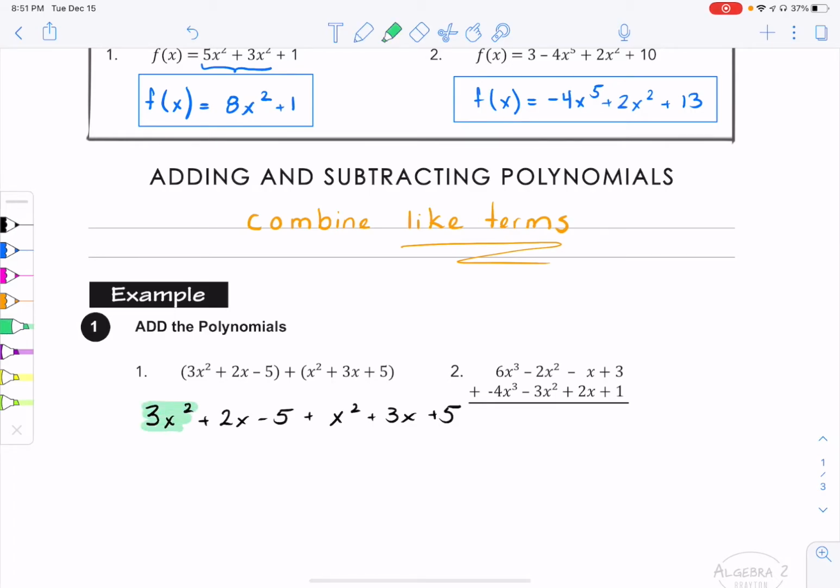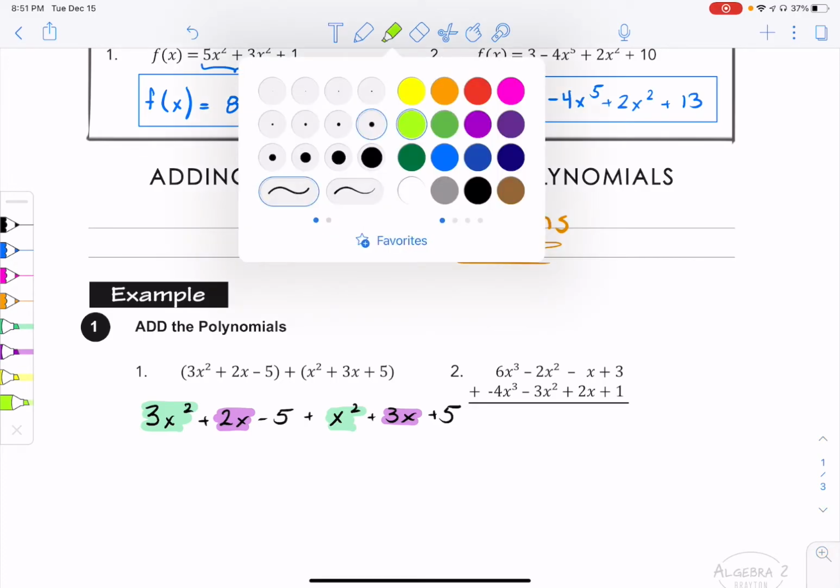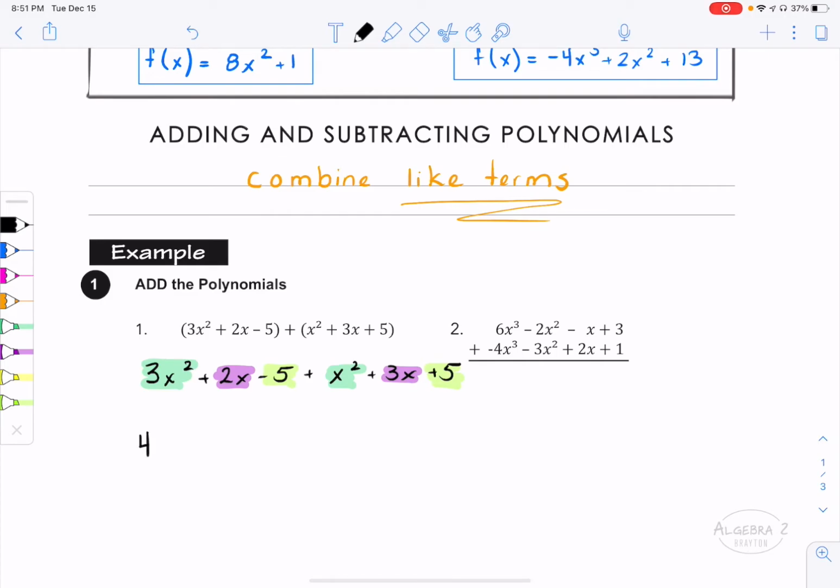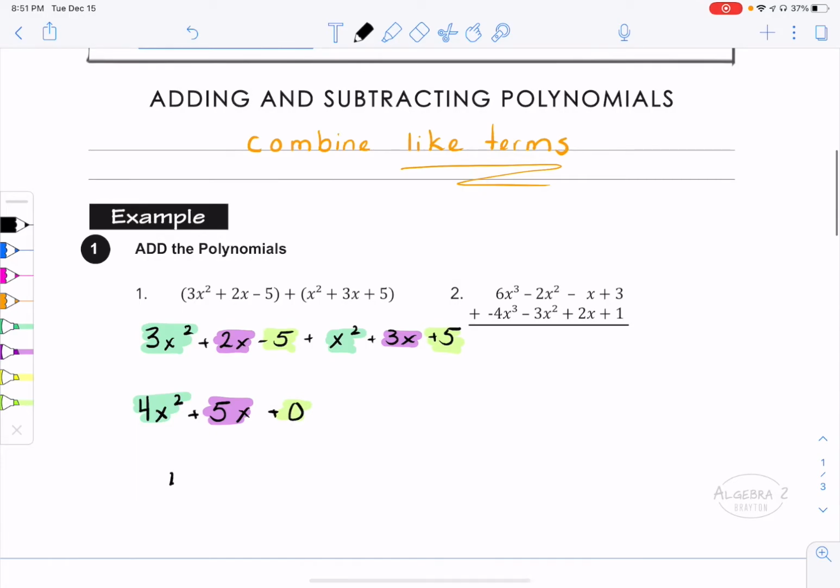So 3x squared is common with x squared. 2x is common with 3x. And negative 5 is common with positive 5. If I add these terms together, 3x squared plus x squared is 4x squared. 2x plus 3x is 5x. And negative 5 plus 5 is 0. So to clean this up and write our final answer, we would write this as 4x squared plus 5x.